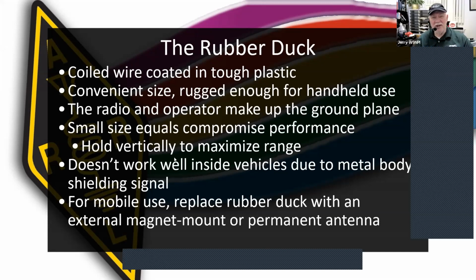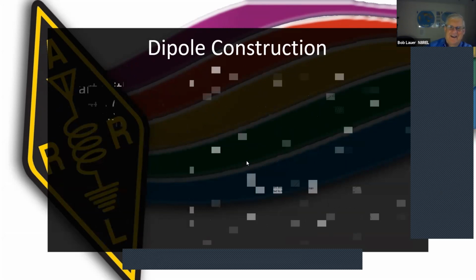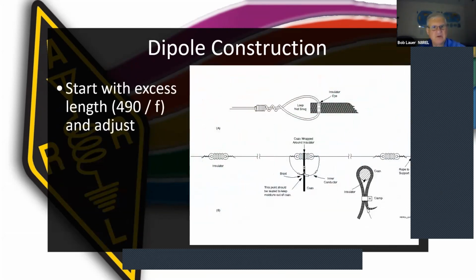Your best bet really is that magnetic mount antenna for your car roof. And instead of a handy talkie, get yourself a mobile or a base transceiver. It's not going to cost that much more than a handy talkie, and it gets out a lot farther. 50 watts is a lot better than 5 watts. Amen. Amen.